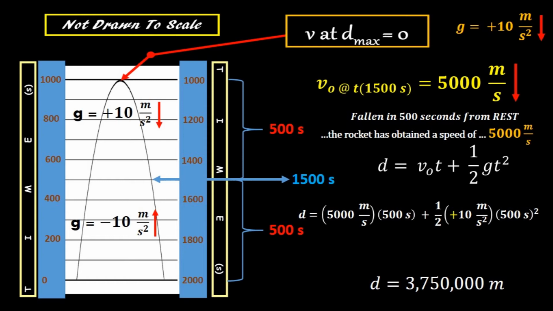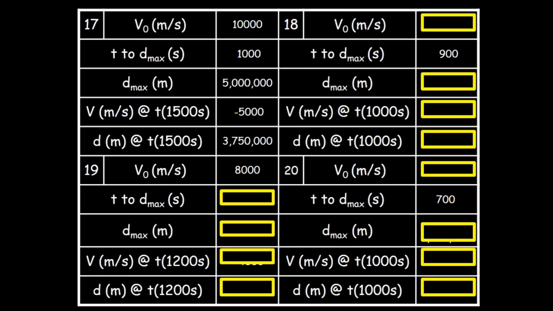Now, I'm going to stop this problem in a moment, and I want you to stop it too, and I'll give you a chance to do the next problem. So you see it's 3,750,000 meters, and then the first one starts off at 8,000 meters per second. I'm going to stop this now and allow you to complete the worksheet pages 18, 19, and 20. See what you can do.